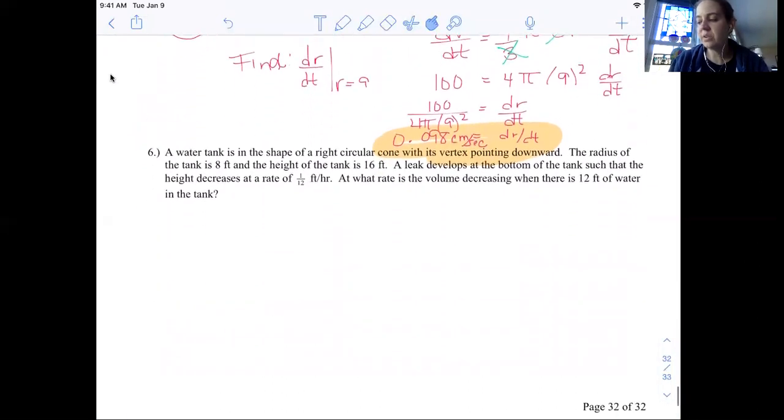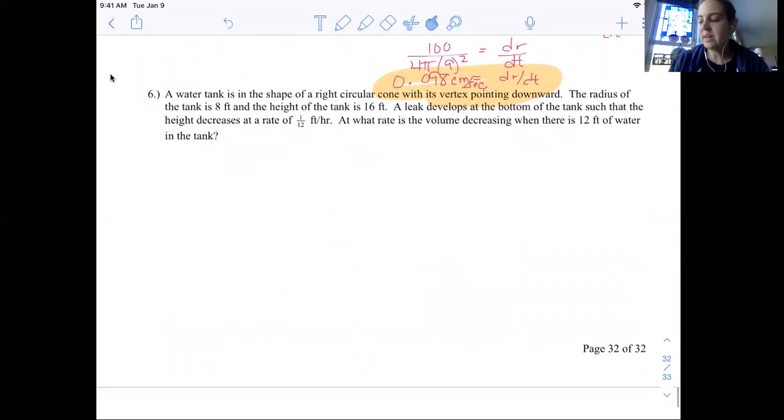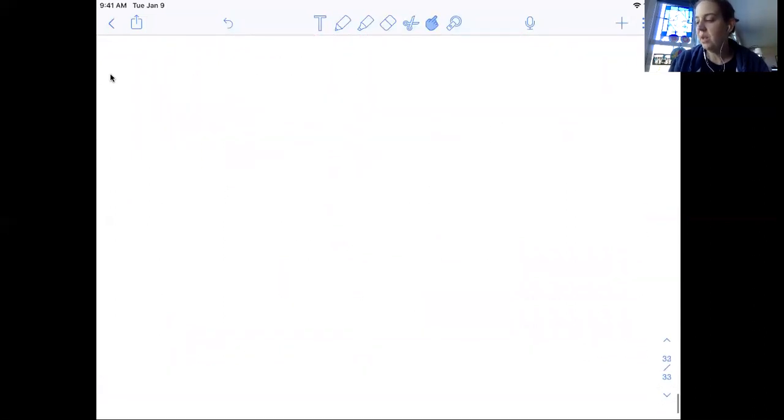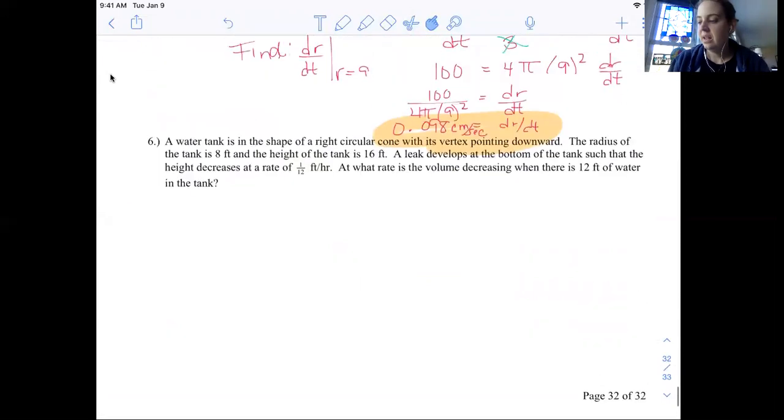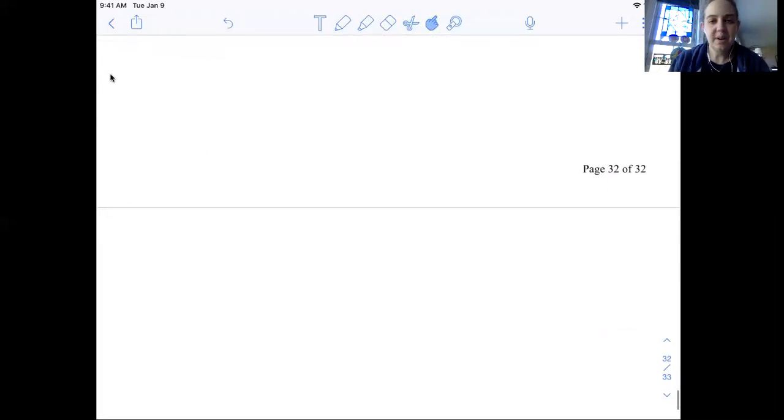Number 6 on this worksheet, number 7, we're not going to do. That's a water tank. That's a cone problem. But a circle, we should probably talk about a 2-dimensional circle. I kind of think that there's one on Delta Math. So let's just make up a problem. We have a circle.